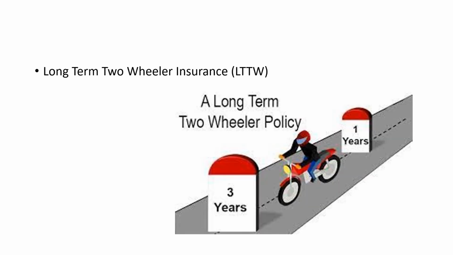Long-term two-wheeler insurance or LTTW. The IRDA has introduced a long-term policy for two-wheelers, which means the policyholders do not need to renew the policy annually. Instead of 1 year, he or she can opt for 3 years. This insurance, taken for 3 years, is called the LTTW insurance.